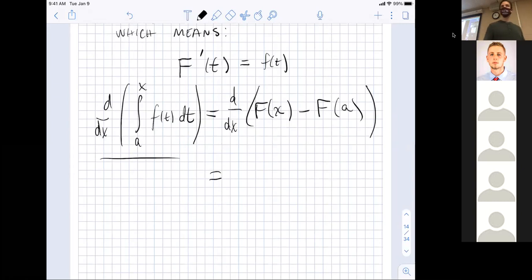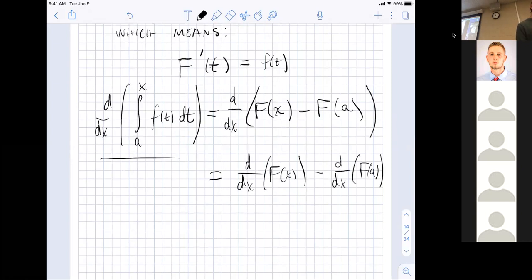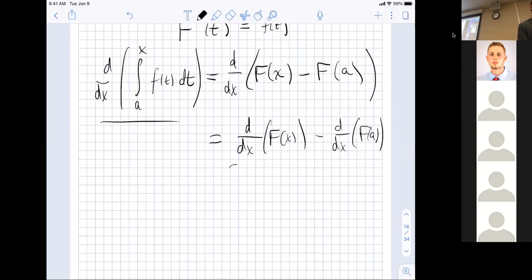Well, I get the derivative with respect to x of big F of x minus the derivative with respect to x of big F of a. What's the derivative with respect to x of big F of x? Remember, big F is an antiderivative of little f, so we're going to get little f of x. Very good. So this is equal to little f of x.